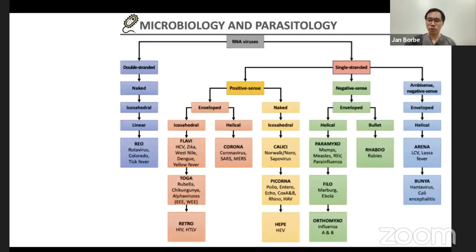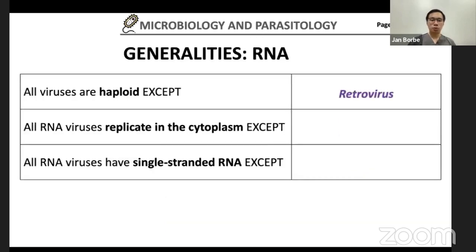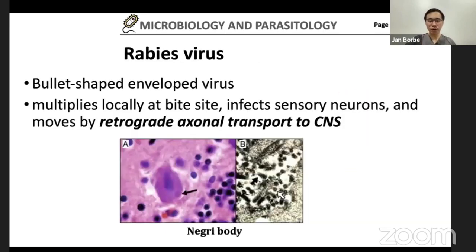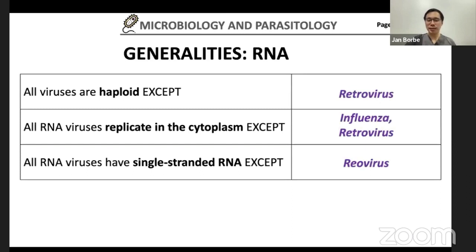Okay, so you have your figure over here. Basahin na lang natin. So you can use this more as a guide. So all viruses are haploid except for retrovirus. They replicate in cytoplasm except for influenza and retroviruses. And then all of them are single-stranded except for reoviridae.